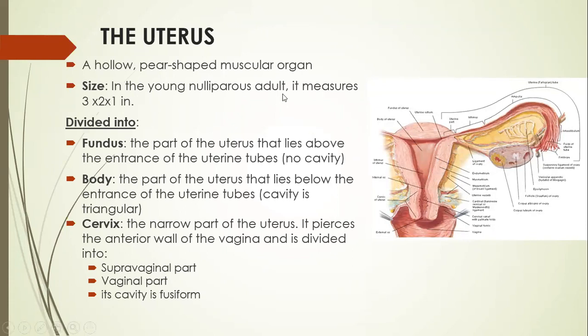In the young nulliparous adult, it measures 3 by 2 by 1 inches. Nulliparous means those females who have never given birth to any children. So in those females, it will be very small, just 3 inches in length, 2 inches in breadth, and 1 inch in thickness.